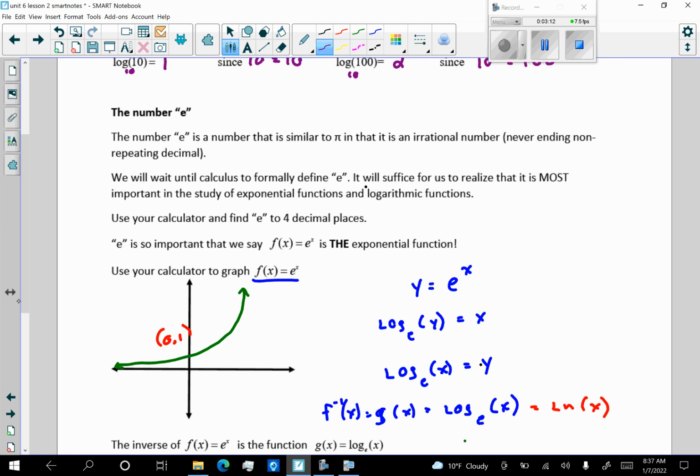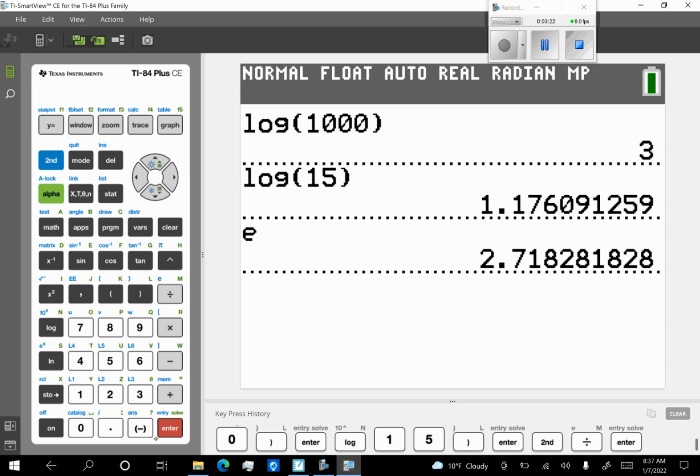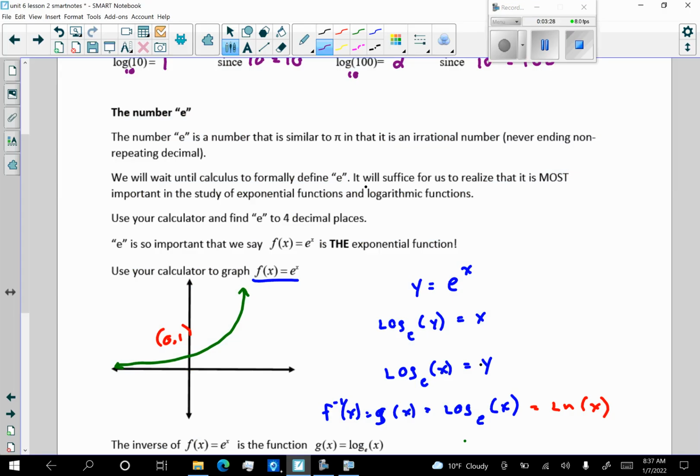So if we find e to 4 decimal places, we can jump back to our calculator, and e is always going to be that number right there. To 4 decimal places, e is 2.7182. So we just know that e is between 2 and 3, closer to 3. And we know what the exponential function looks like right there.